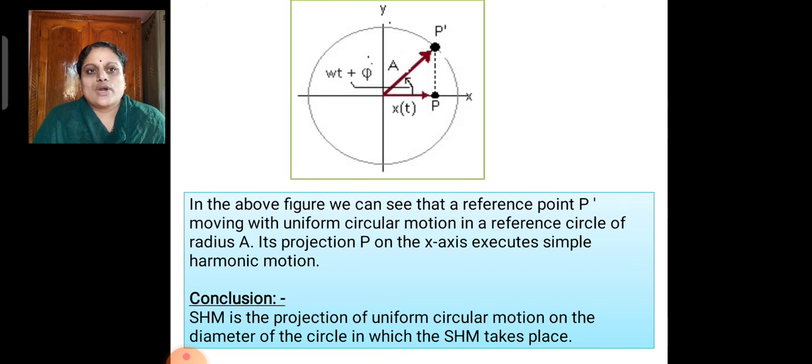Once again, referring to the figure, we can see that the point P dash is moving in a uniform circular motion in a circle of radius A, while its projection P is moving along the x-axis and is executing simple harmonic motion. So as a conclusion, we can say that simple harmonic motion is the projection of uniform circular motion on the diameter of the circle in which the simple harmonic motion takes place.